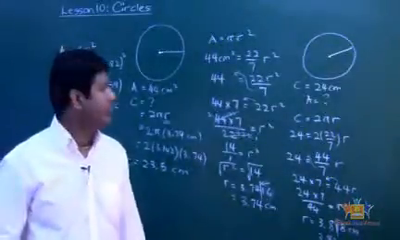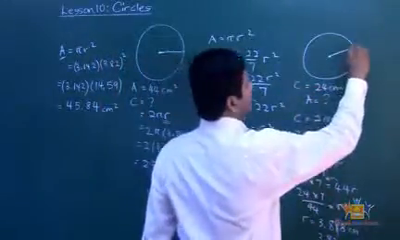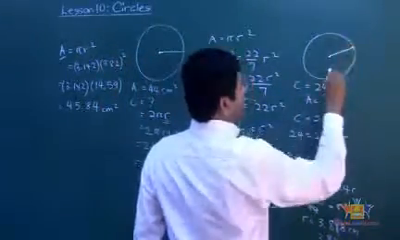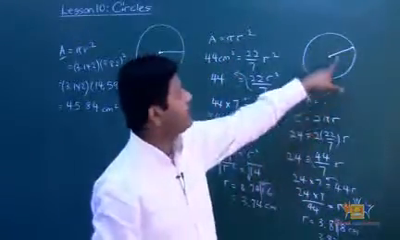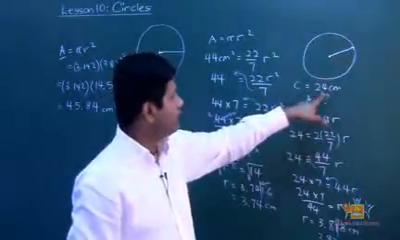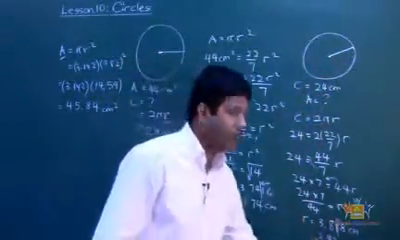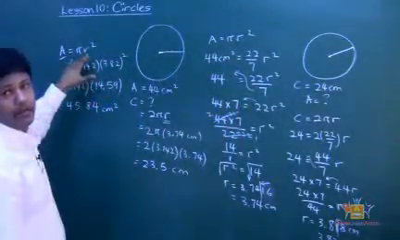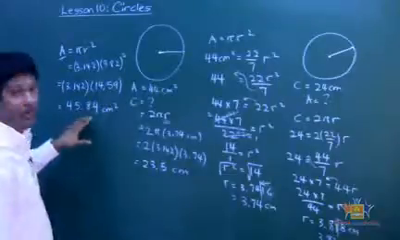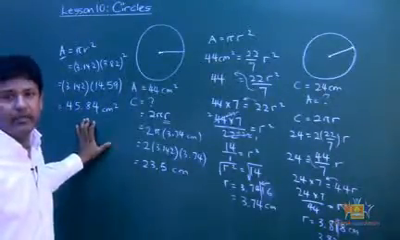Very straightforward. What we did, I was given the circumference of the circle and asked to find the area. In order for me to find the area, I need to know the radius. So I used the circumference as a way to find the radius. Once I found the radius, I substituted it into the area formula, solved it, and found the area is 45.84 centimeters squared.